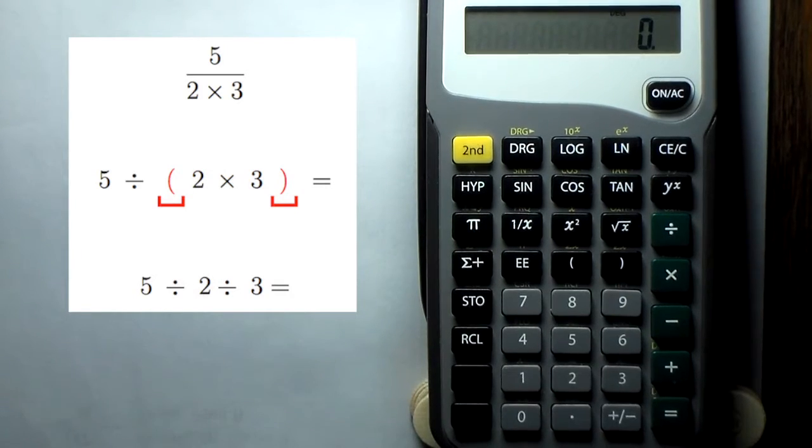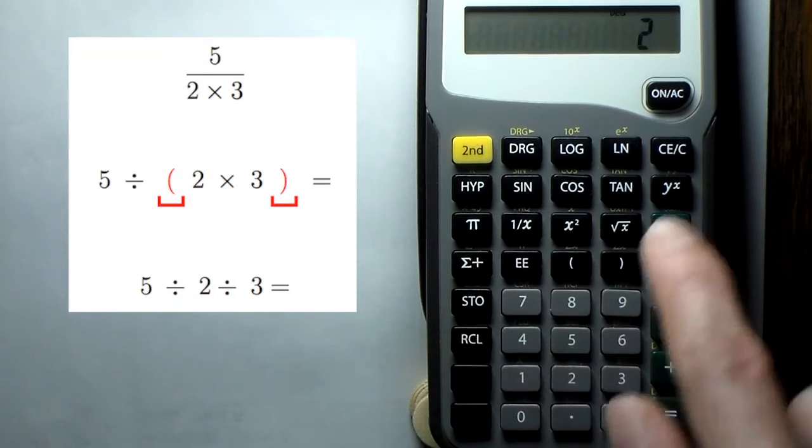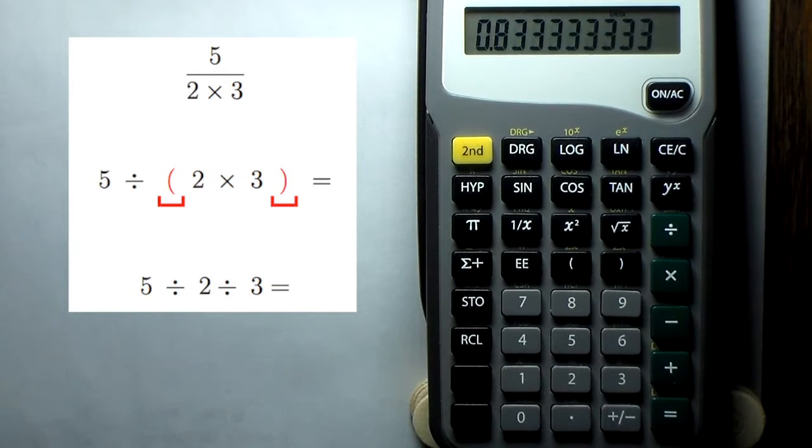The other way you could also do that is simply by recognizing that 5 divided by 2, and then you're also dividing by 3. So 5 divided by 2, and then dividing by 3, you get again that 5/6, or 0.833333.